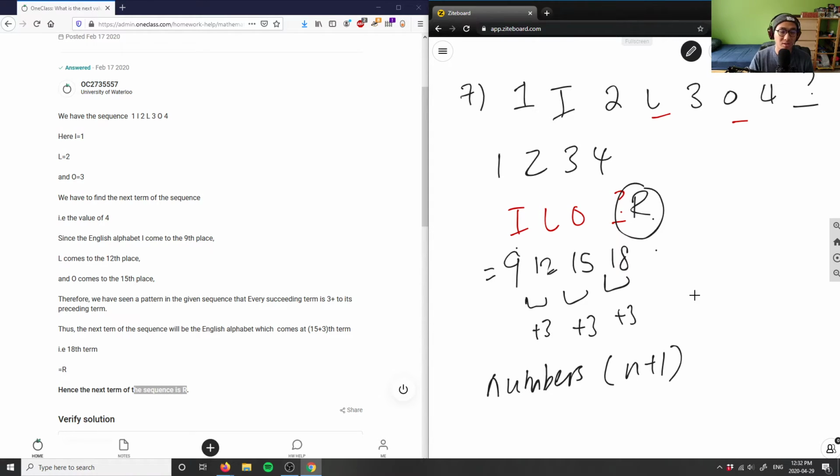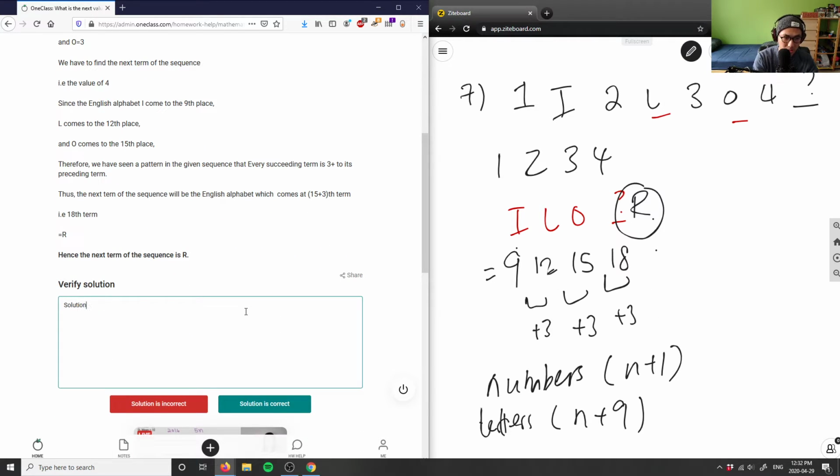And every other one starts as a letter, right? I would have to denote that I'm starting at I. So I can say that the letters here would follow the formula n plus 9, where n is my first step, which is 0. If I substitute 0 here, 0 plus 9 is 9. It corresponds to the 9th letter of the alphabet. So these two terms, n plus 1 and n plus 9, help me figure out this sequence here. So the solution here is correct. And good analysis here.